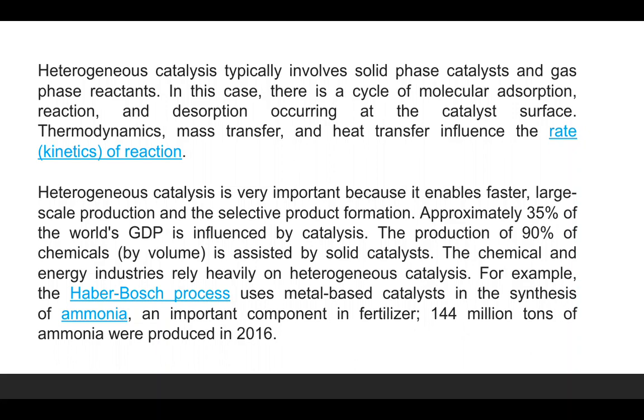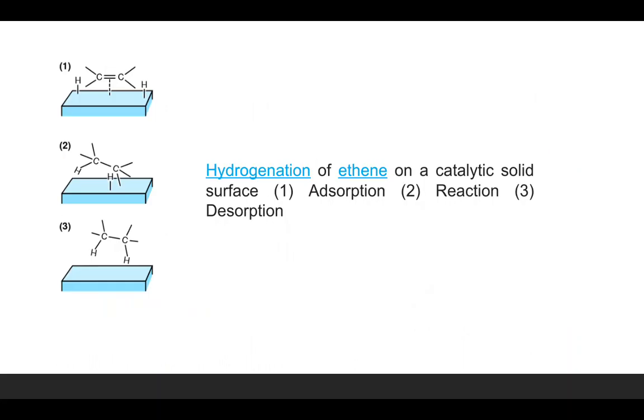140 million tons of ammonia were produced in 2016. This is the picture of the hydrogenation of ethene on a catalytic solid. You can see in picture one, this is the adsorption process, and in picture two, this is the reaction process. Number three is desorption. You can see the adsorbate is moved out from the surface.